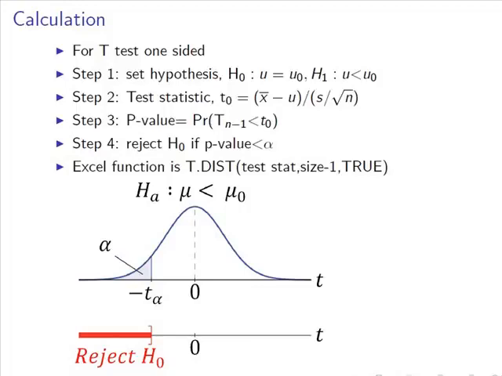We can use the Excel function to calculate it, which is t-dist. There is a graph to show you the p-value region, which is the rejection region of this one-tailed test.